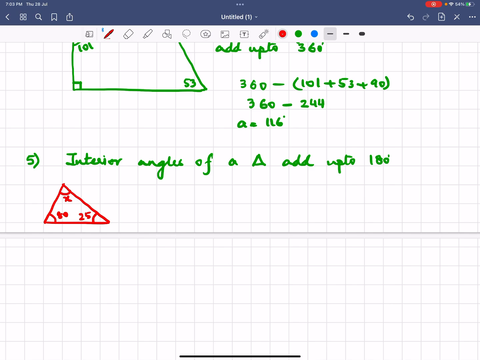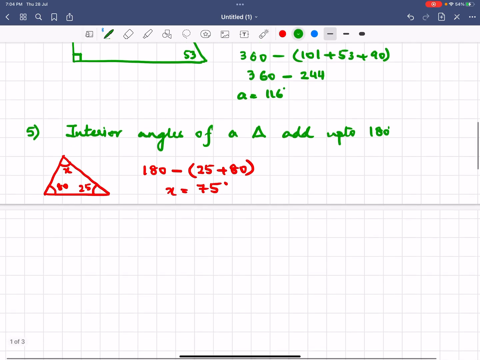So we can find the missing angle by adding up the two angles which are given and subtracting the sum from the total, which is 180 degrees. So 180 minus the sum of 25 and 80, and when we work that out, we get X is equal to 75 degrees. In triangles, we have another category where we have an isosceles triangle.